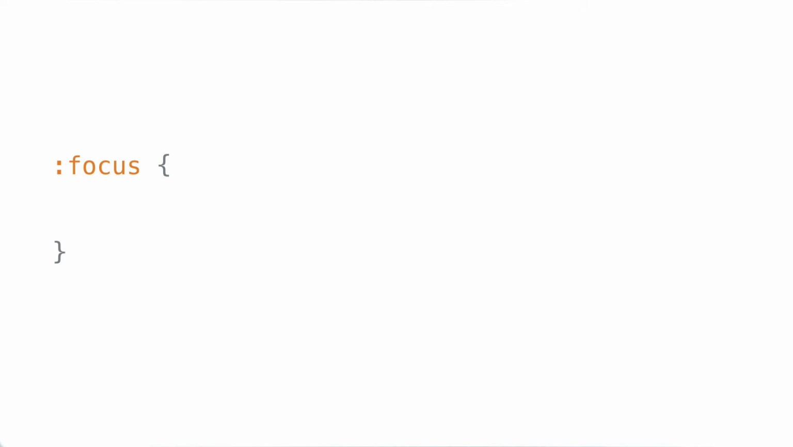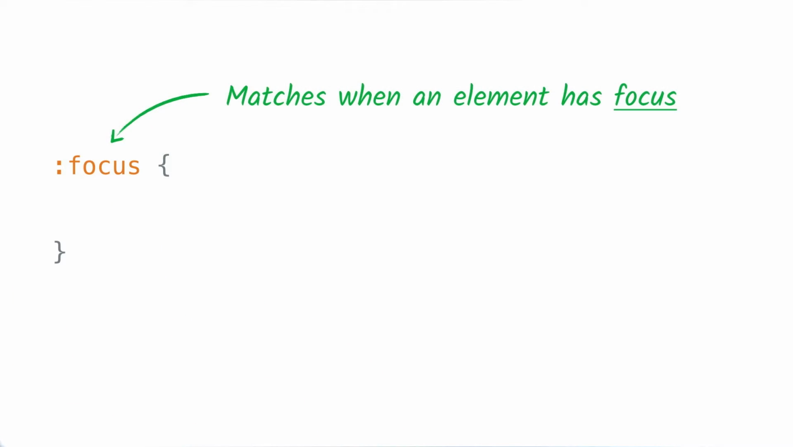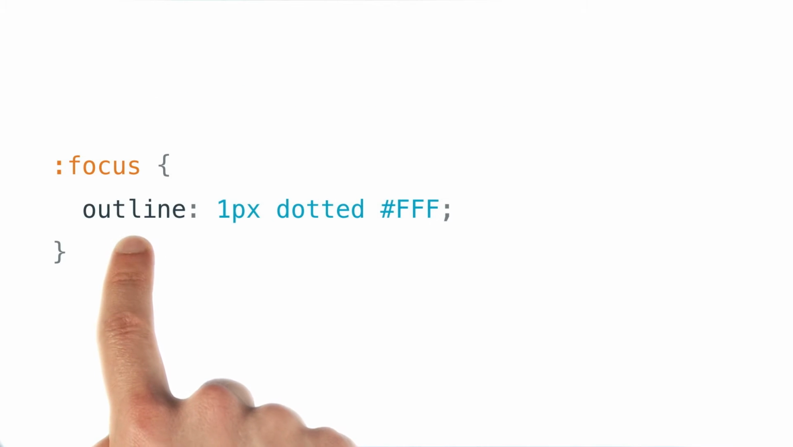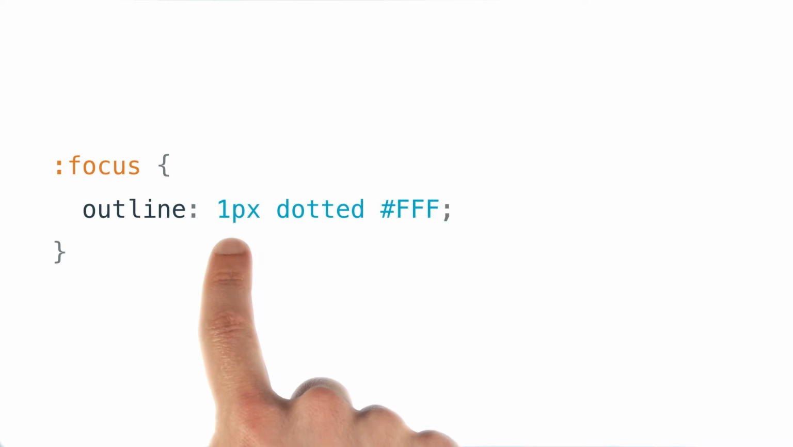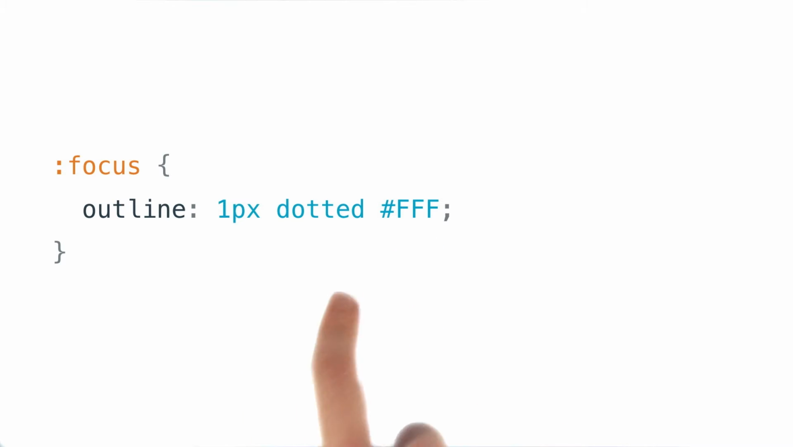To do this, we can use the focus pseudoclass. The focus pseudoclass only matches when an element has focus. To change the appearance of our focus ring, we can then use the outline property. Here I'm using the outline property to change the appearance of the focus ring to a 1-pixel dotted white line.